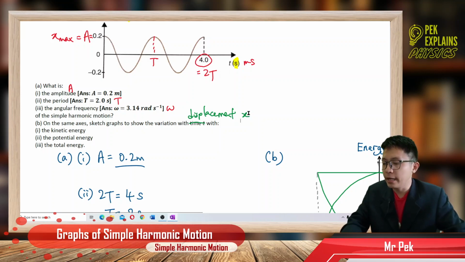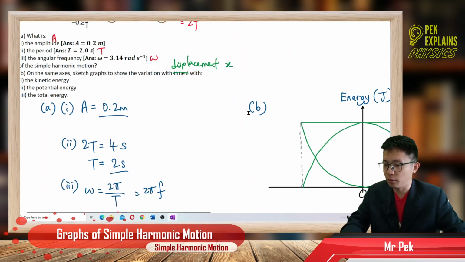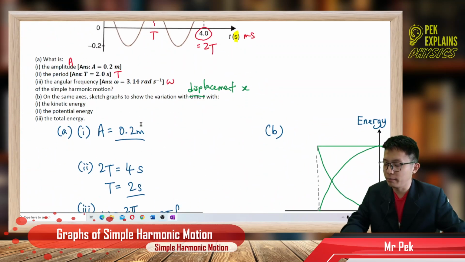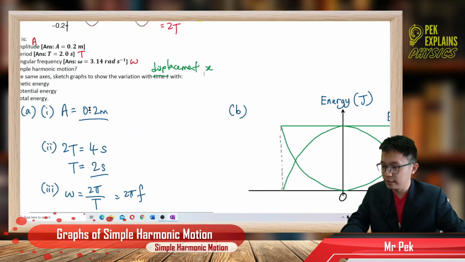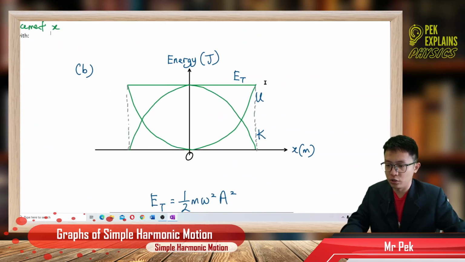Now, how to draw? The shape is like this, but we need the labels. The total energy is always constant. The potential energy is actually the smiling graph. Potential energy is 0 at the equilibrium.